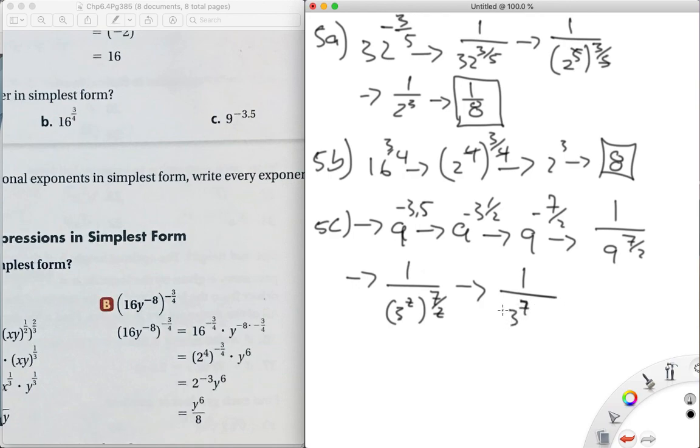And I actually would be okay with that. But yeah, I would be okay with that. 3 to the 7 is 1 over 2,187. But that's what the book wants. They want an actual number.